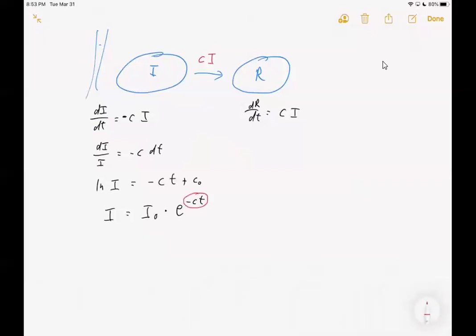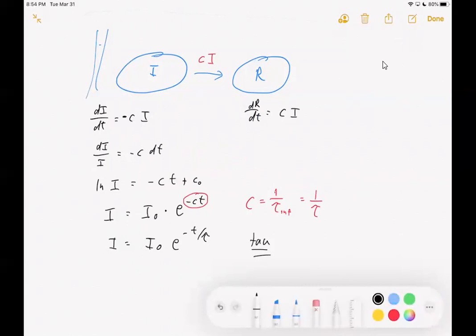C doesn't look anything like T. But if we were to change C to equal 1 over a time constant, in this case the time constant T infected, but we're just going to shorten that to 1 over the time constant since it's the only one right now, we could rewrite this as I equals I naught times e to the negative t over tau. That's the Greek letter tau, T-A-U.